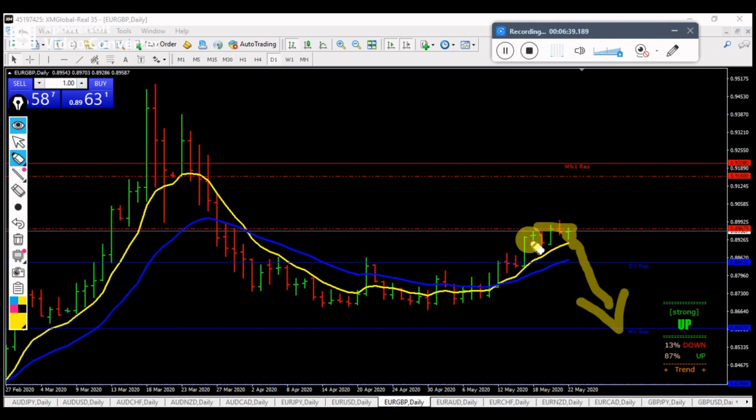If it breaks that level, like it will fall and break this level, the next target of Euro GBP is 0.9160, which I am not expecting to happen. So I am expecting Euro GBP to go down.